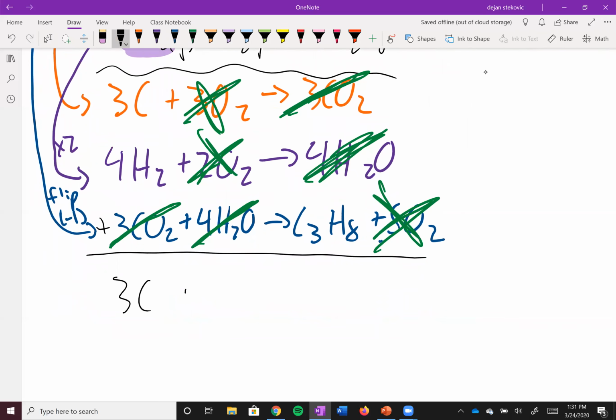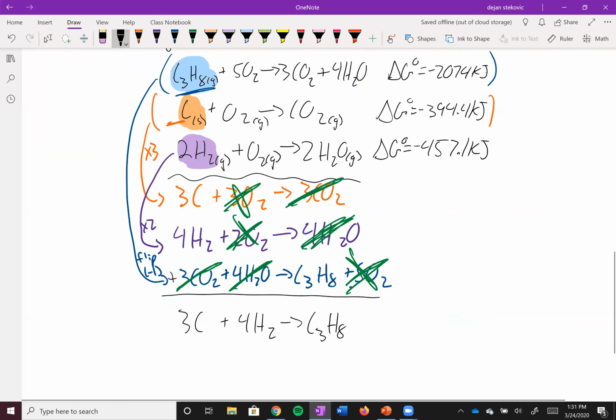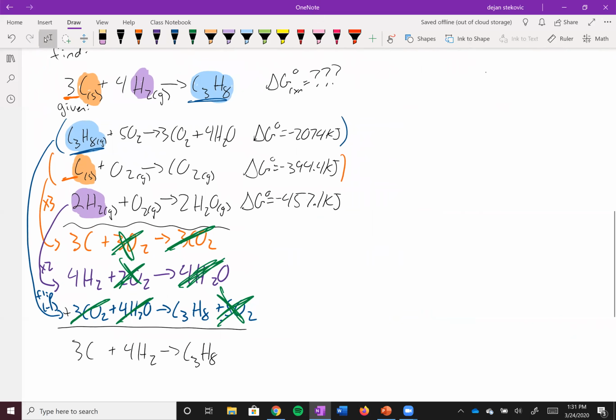3 carbons plus 4 H2s goes to 1 C3H8, which if I take a look at what I was trying to solve originally, we'll see that we're good to go. Cool. It all matches up.